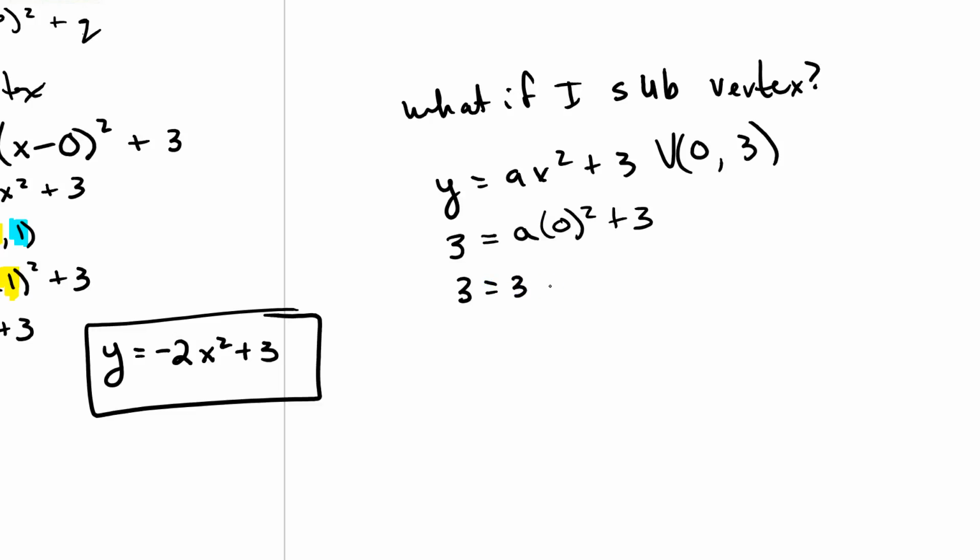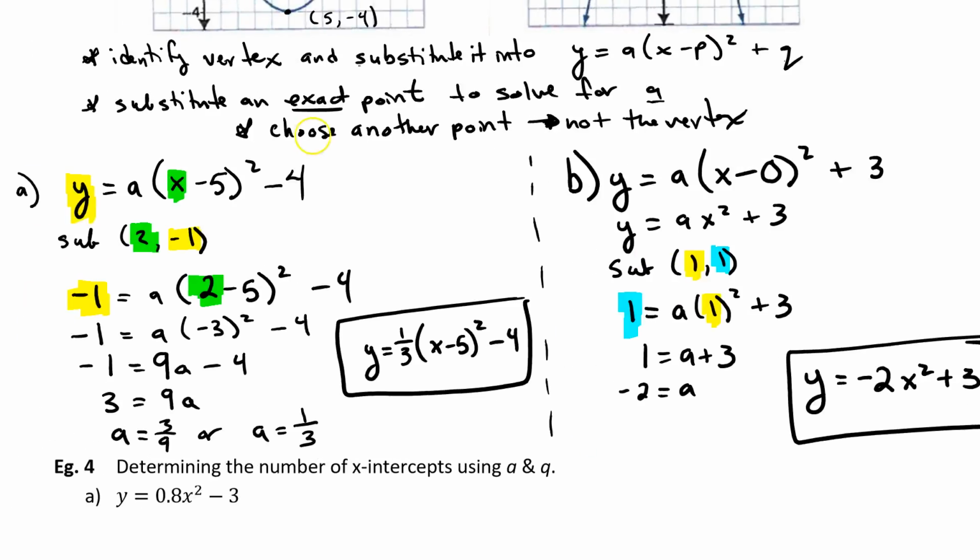Well, thank you very much, mathematical Captain Obvious. Obviously 3 equals 3. But the thing that's so important here is that it eliminates our a variable. So we can't solve for it. So the exact thing that we're trying to look for is multiplied by 0 always if we substitute in our vertex. So this is a very important lesson as to why you want to choose another point and not the vertex.